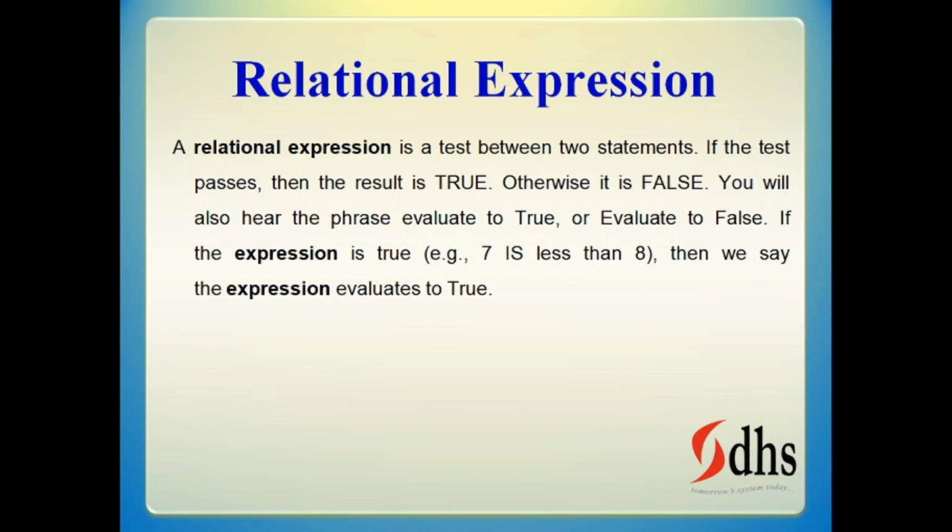Similarly, we can compare two arithmetic expressions also, to see which gives the bigger or smaller value. We can use the relational expression like that also. You can see that example. If the expression is true, 7 is less than 8, then we say the expression evaluates to true. For example, 9 is less than 8 means the expression evaluates to false.